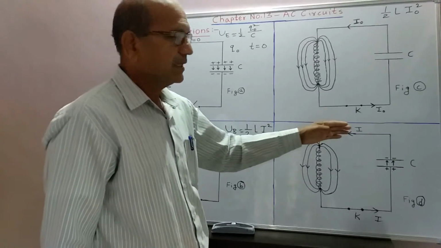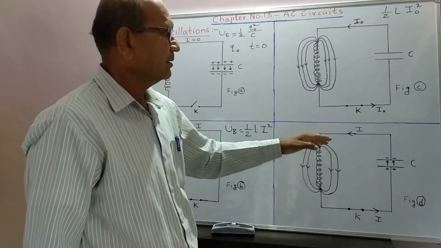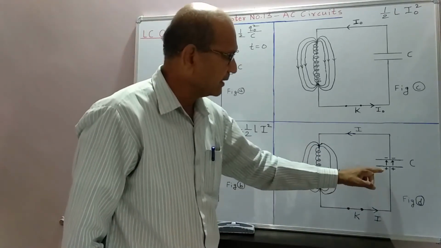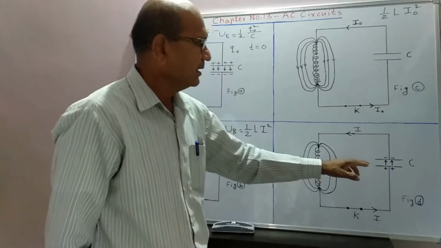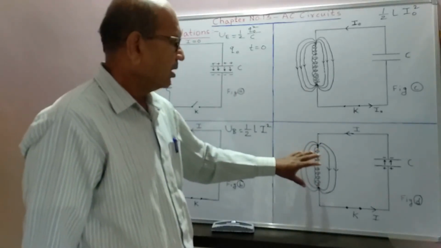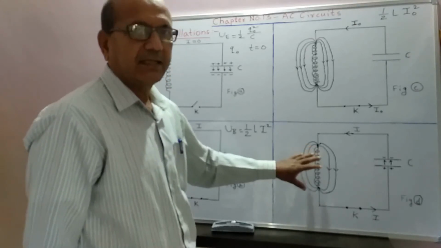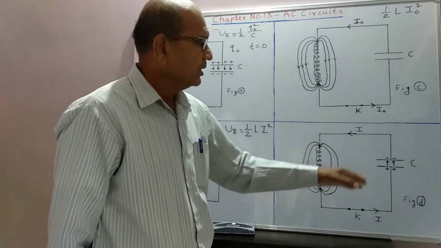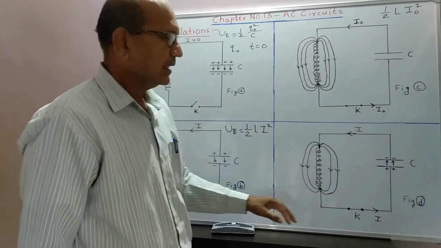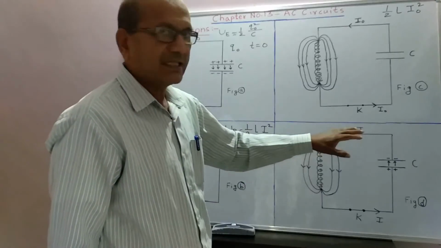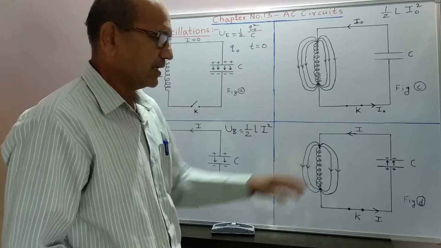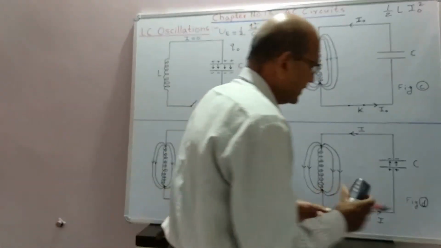The current thus persists, but with decreasing magnitude, and charges the capacitor in the opposite direction. The magnetic field energy of the inductor begins to change into the electrostatic energy of the capacitor. The process continues till the capacitor is fully charged. This is shown in this figure E.